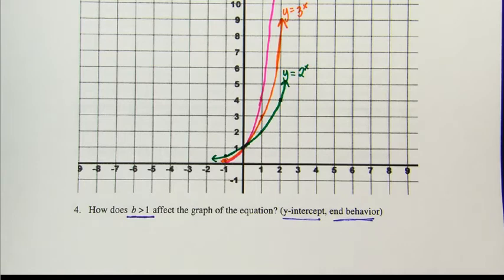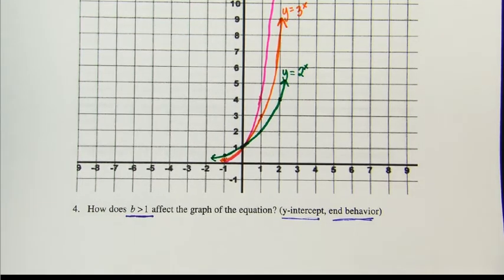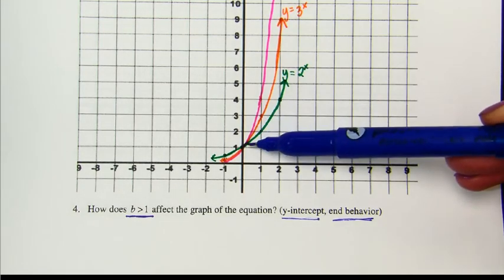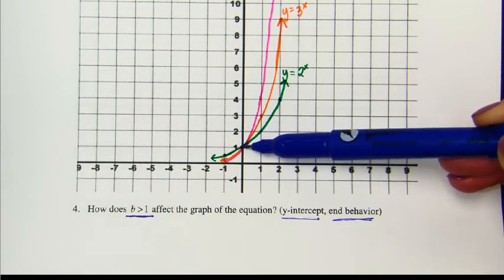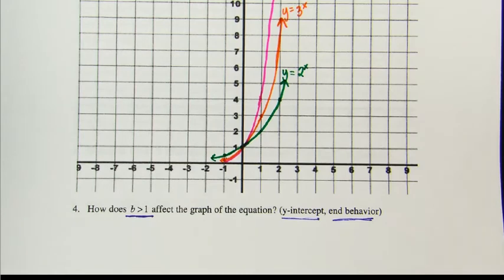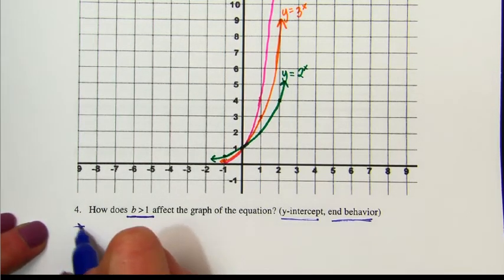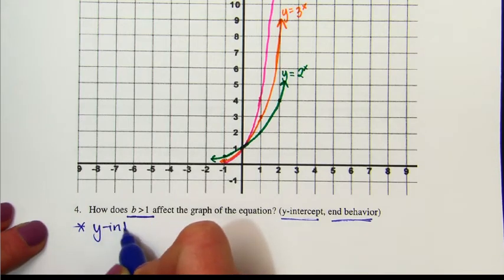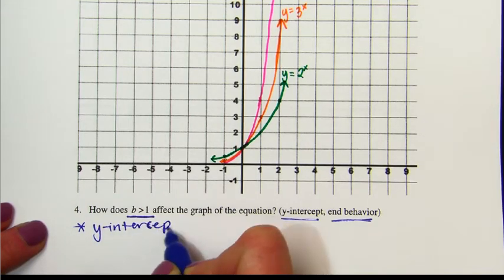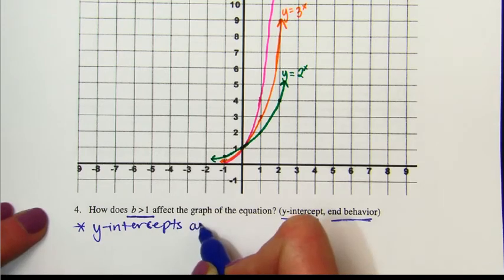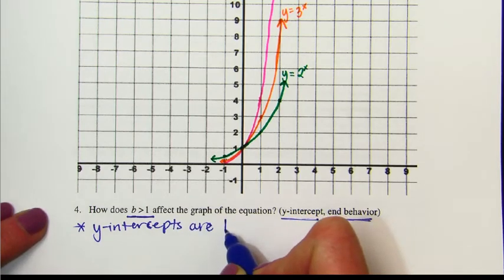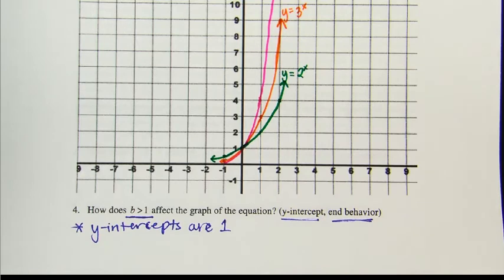And the y-intercept might be affected by the B, it might not, but we want to talk about it anyway because something has happened on this graph. And you probably noticed the y-intercept has been 1 every single time. It might be because of the B, it might not, but we're still going to make a note because they want us to talk about the graph. So our y-intercepts are 1.